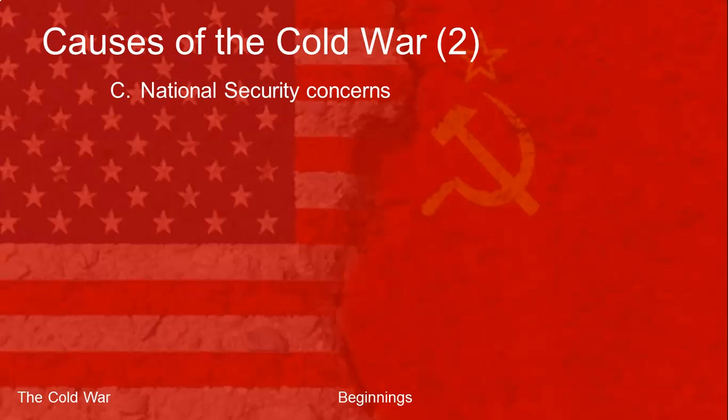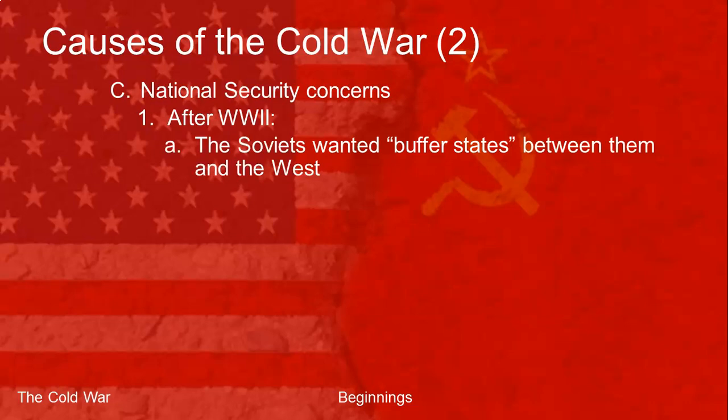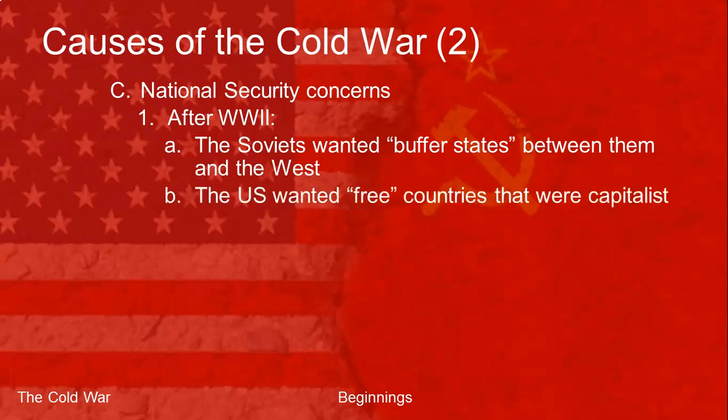There were also national security concerns. After World War II, one of the Soviet Union's national security concerns was they wanted what we refer to as buffer states between them and the West, Western Europe and the United States. Stalin phrased it this way, essentially, this is a paraphrase: look, my country's been attacked twice in the last 30 years by the West. I want people between me and them that are on my side.